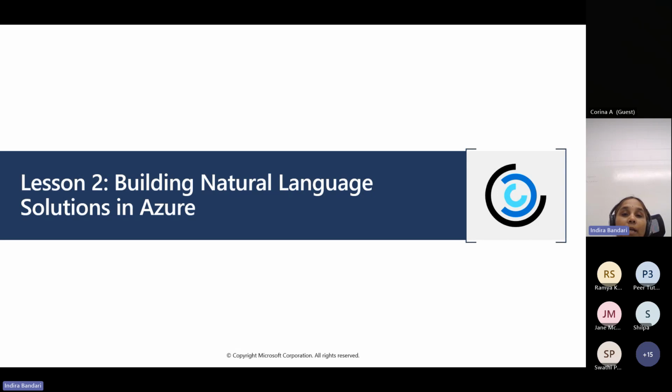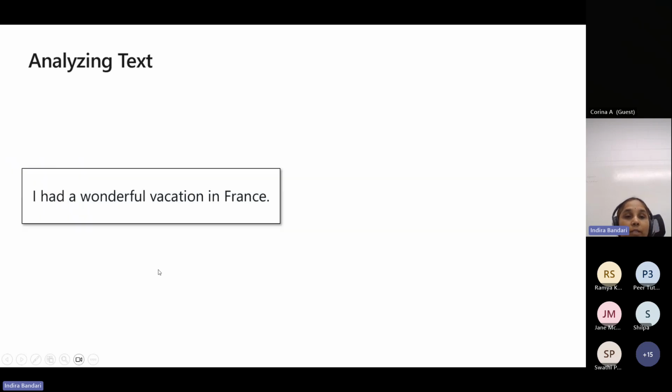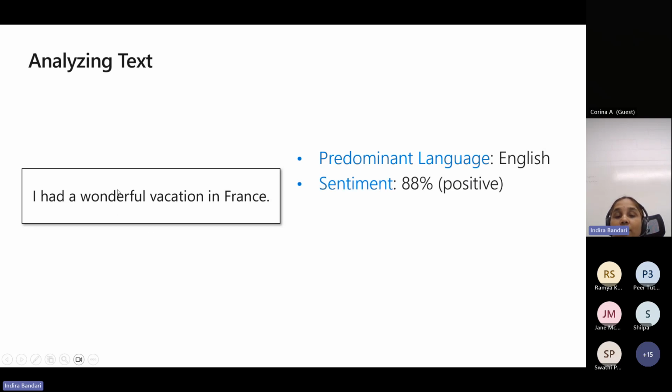So let's look at building natural language solutions in Azure. Let's see what that is. Okay, so analyzing text. This is the text that you are passing: I had a wonderful vacation in France. Now it is analyzing the text. First it analyzes what language it is. The predominant language is English. Next, the sentiment is, because it said wonderful vacation, 88% positive. Key phrase is wonderful vacation.